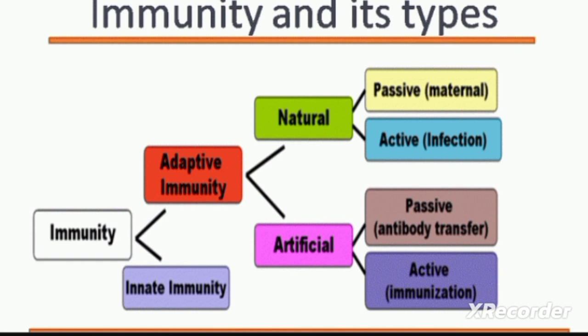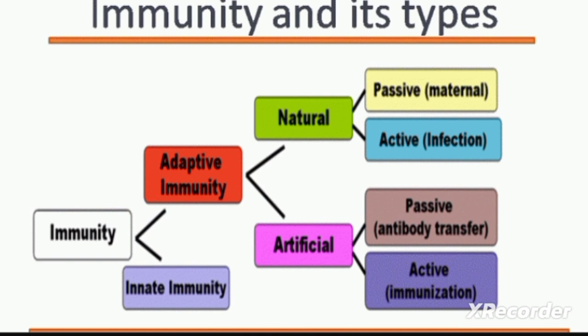So these are the types of immunity. Immunity is divided into two forms: adaptive or acquired immunity, and innate immunity. Innate immunity contains the inflammatory response, skin barriers, mucosal barriers, etc. Adaptive immunity means acquired during the lifetime.